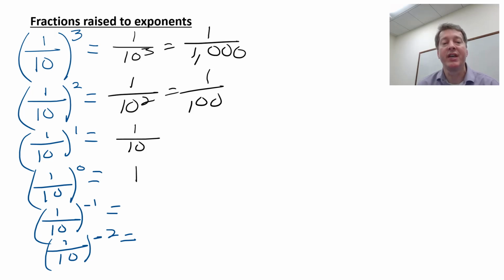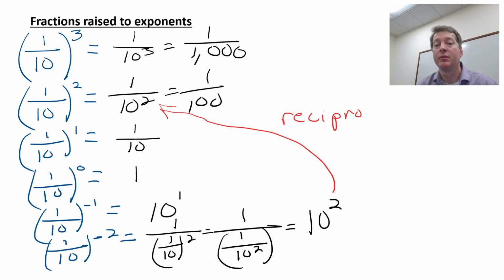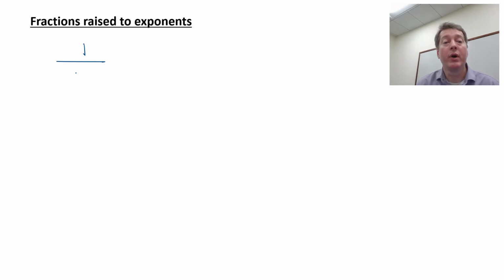But then 1/10 to the negative 1, you flip it over. So the rule is, if you raise a fraction to a negative exponent, instead of 1 over 10, I'm going to have 10. And instead of negative 1, I'm going to have 1. 1/10 to the negative 2 is 1 over 1/10 to the positive 2. That is 10 squared. And here you see 1/10 to the negative 2 is the reciprocal of 1/10 to the positive 2.